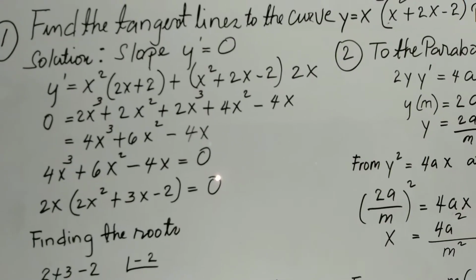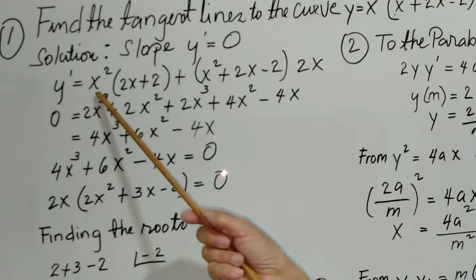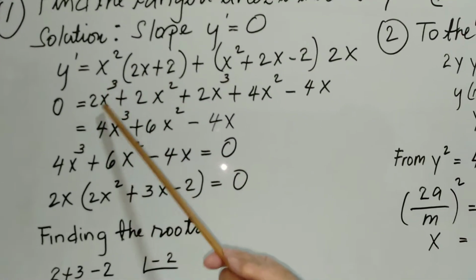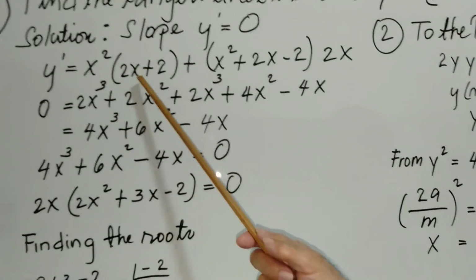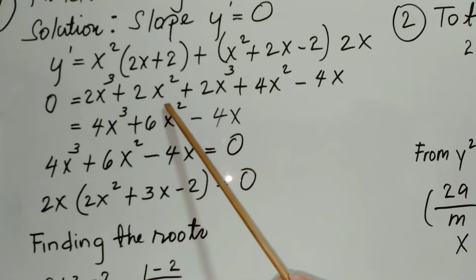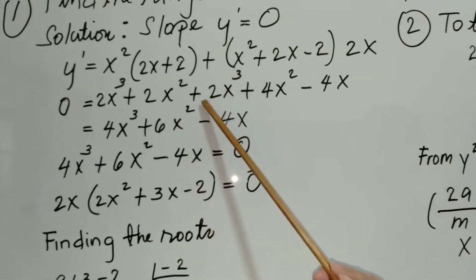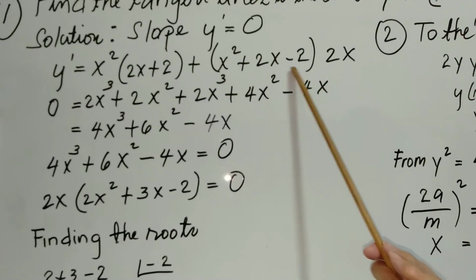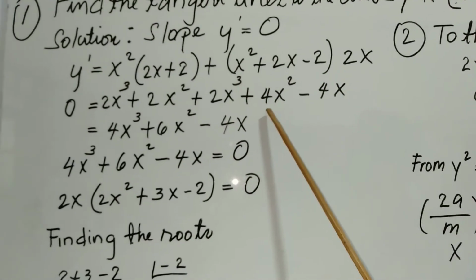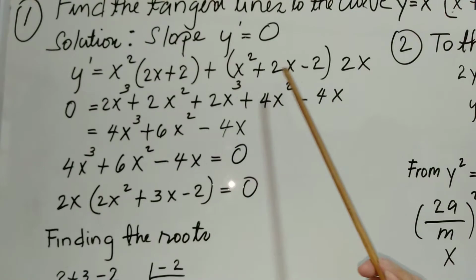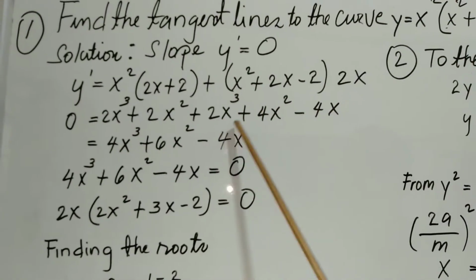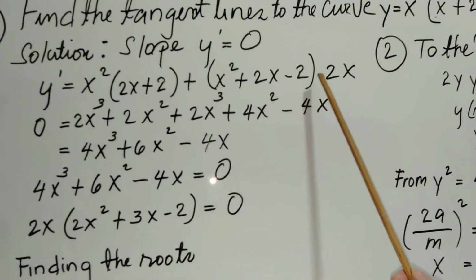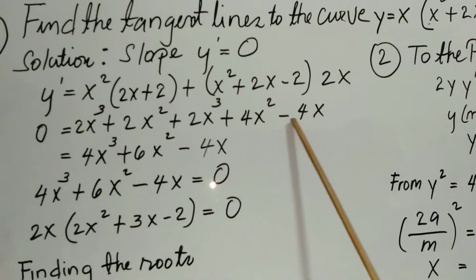So we multiply this using the distributive property of multiplication over addition. So x squared times x squared is x to the fourth... so x squared times 2x is 2x cubed, times 2 times x squared is 2x squared. Plus, we distribute also this one, 2x, to the terms inside the parentheses: x squared times 2x is 2x cubed, plus 2x times 2x is 4x squared, minus 2 times 2x is negative 4x.